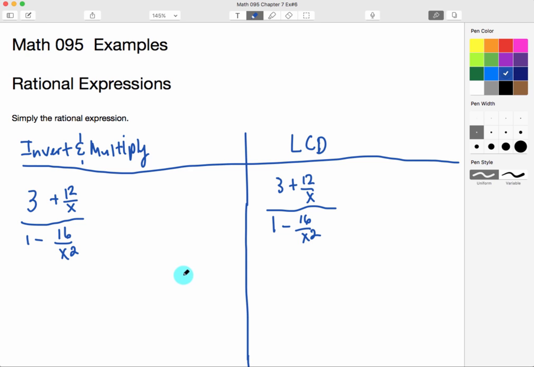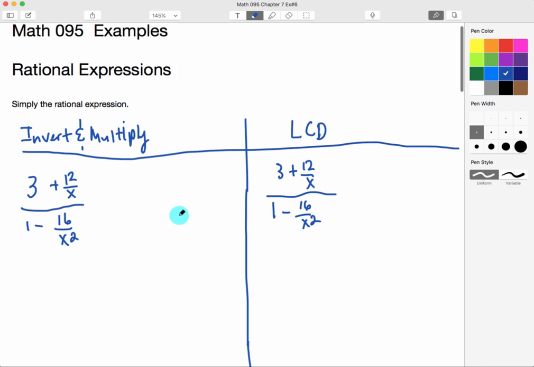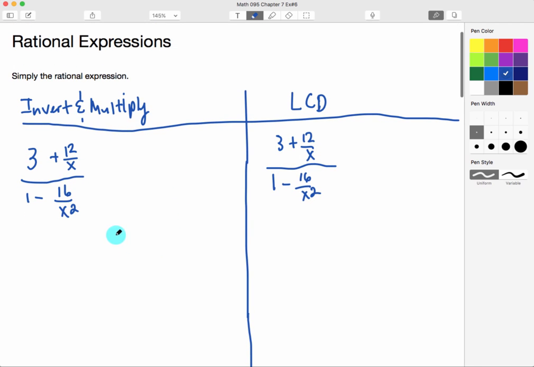So, on to the first version of the problem, we're going to invert and multiply. So what that means is we have to set up our fraction so that it is invertible. We need to combine the numerator into one fraction, and then we need to combine the denominator into another fraction as well. So I'm going to look at each one of these separately.